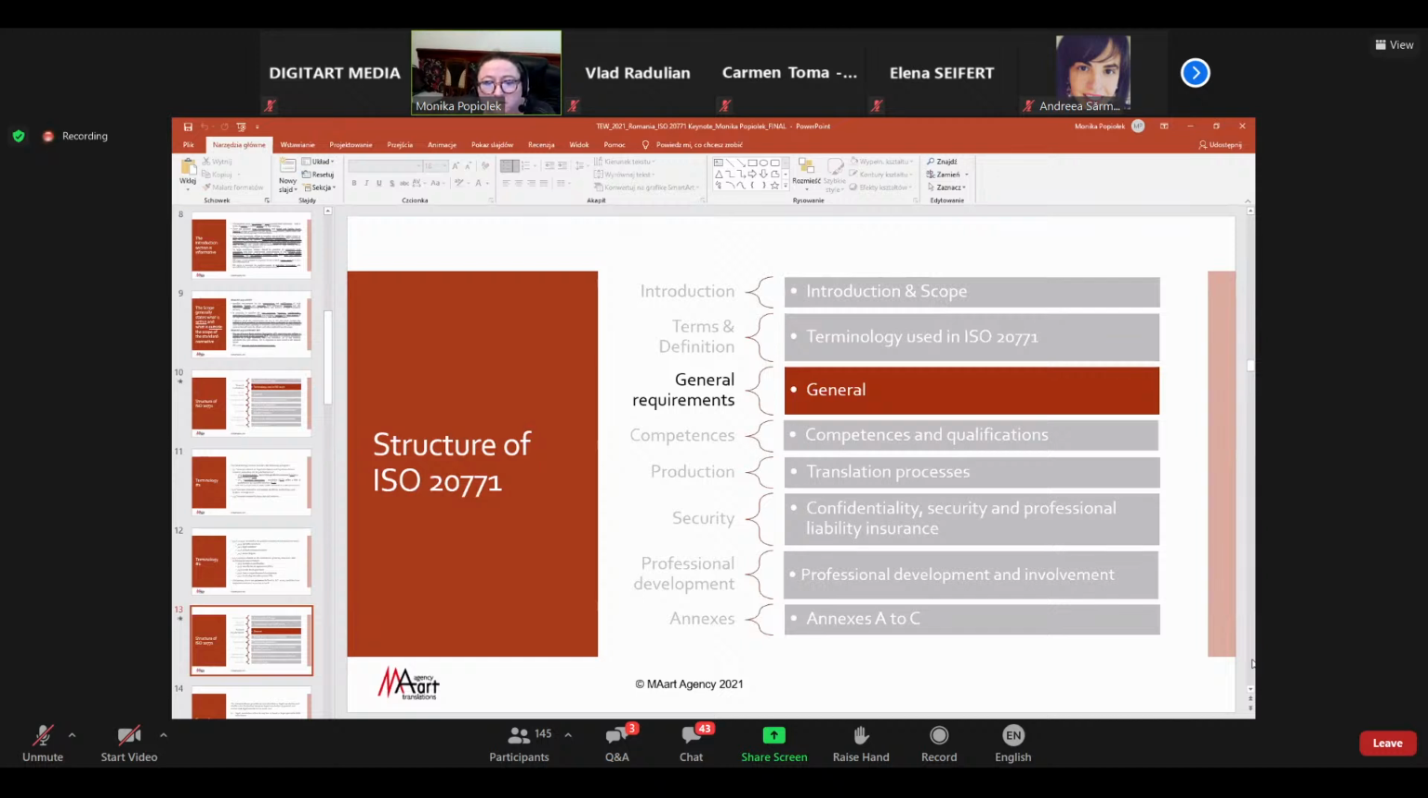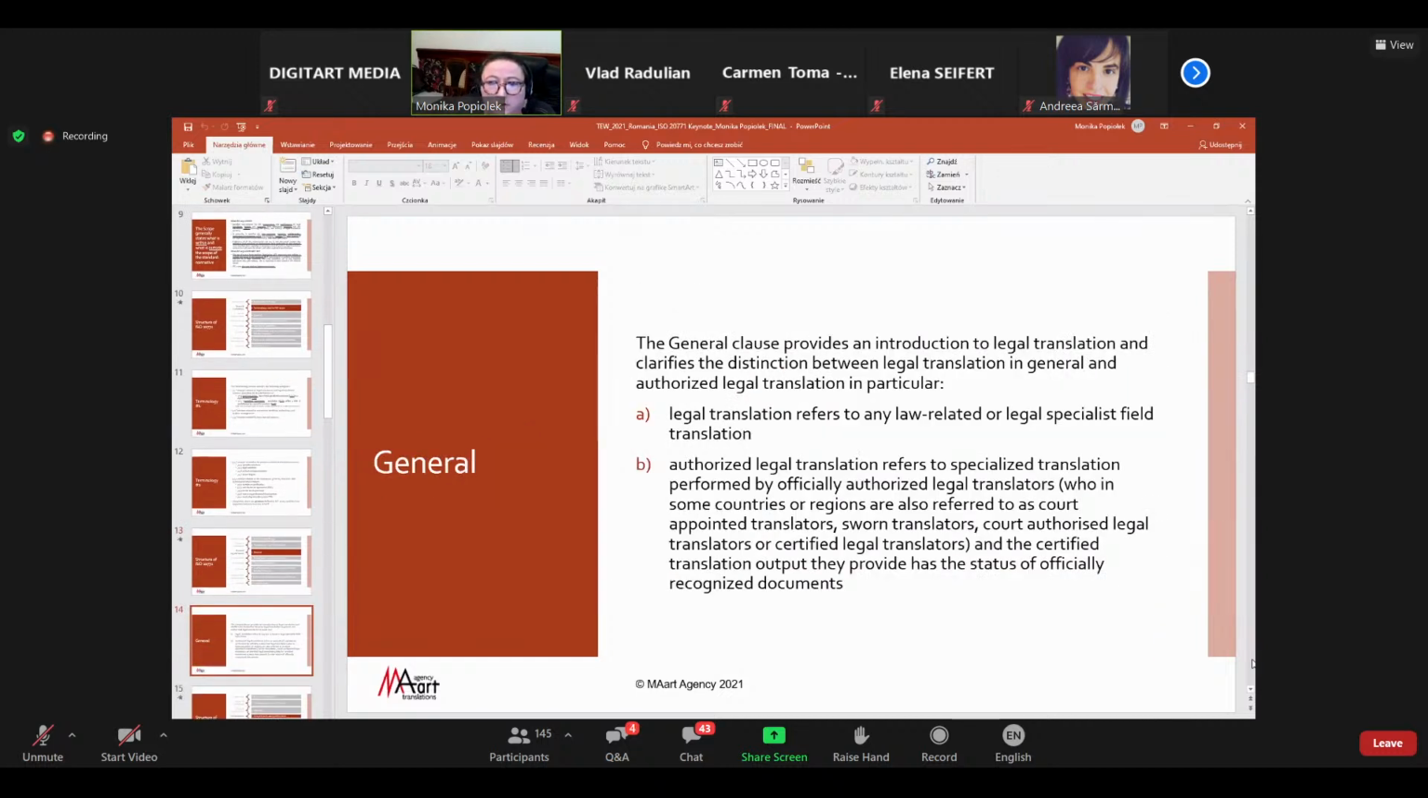The next clause is the general clause. In the general clause, we have once again recapped what was said in the introduction and developed it. We basically introduce the reader of the standard to legal translation and all the issues that are involved. And we clarify here the distinction between legal translation in general and authorized legal translation, because there was a lot of worry around this.